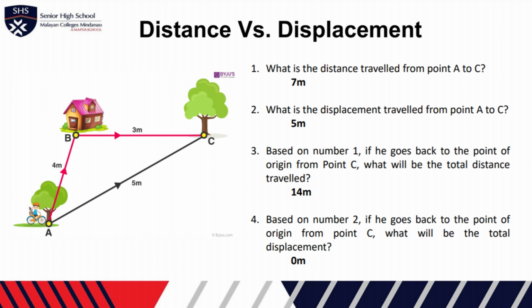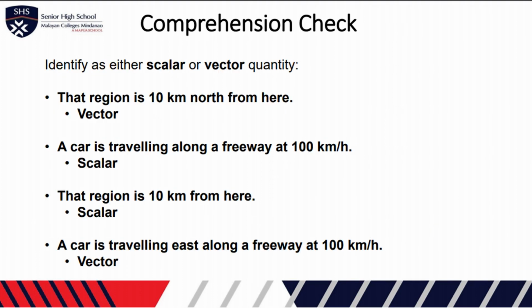Now let us check your understanding between scalar and vector quantities. There are four statements being shown here on the screen. First statement, that region is 10 kilometers north from here. Is it a scalar or a vector? It is a vector. It is because it has a magnitude and also direction. 10 kilometers north from here.